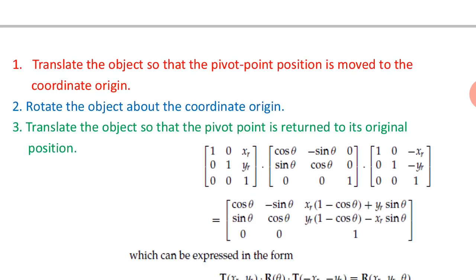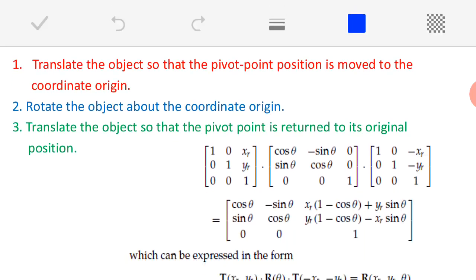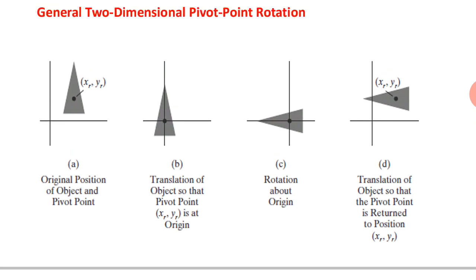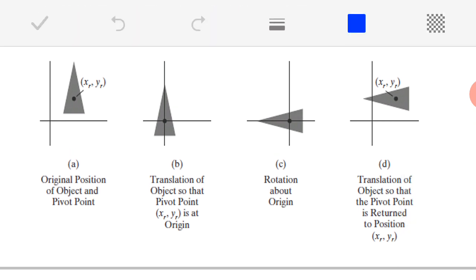The first step is to translate the object so that the pivot point, other than the origin, is moved in such a way that it coincides with the origin. You can observe what is happening in this diagram. This is my original triangle that I want to rotate about the point xr comma yr, which is other than the origin, the pivot point.